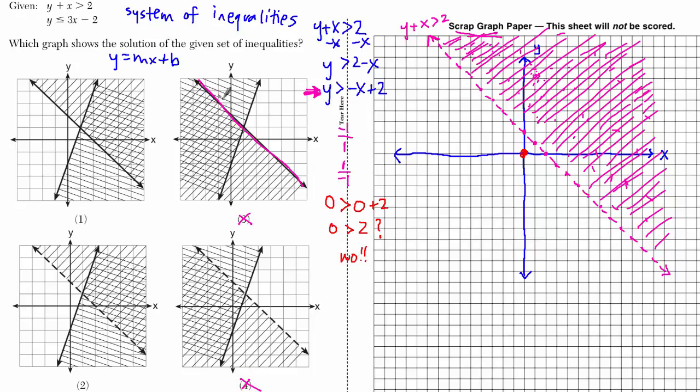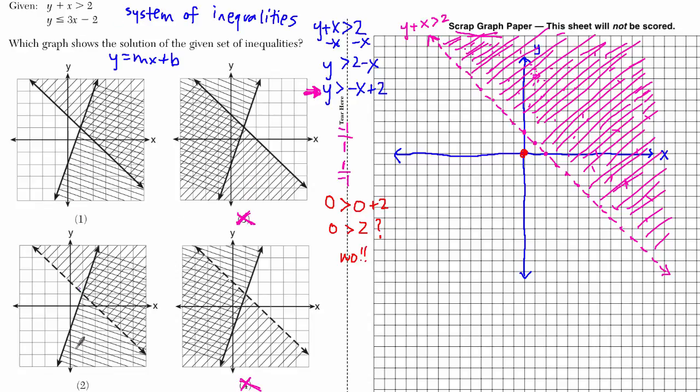You actually could have eliminated this answer choice as well because you know that the boundary line here is solid, but here it was dashed. So we know that we needed a dashed boundary line, and so this one was not correct. Either way, this is wrong on both counts. So 3 and 4 are not correct. So then it's down to 1 and 2.